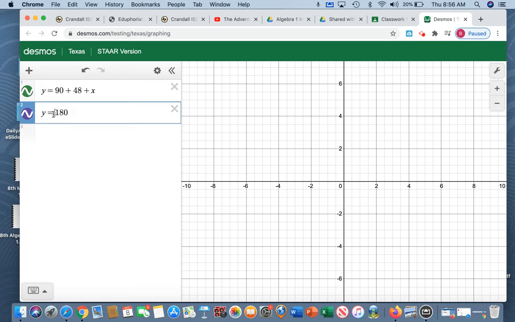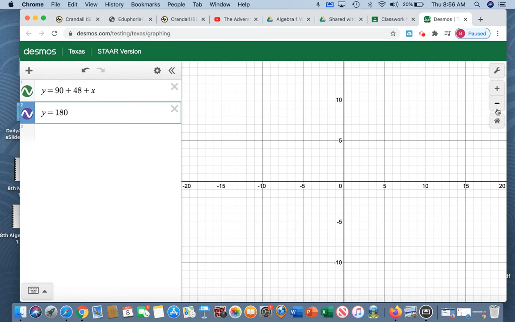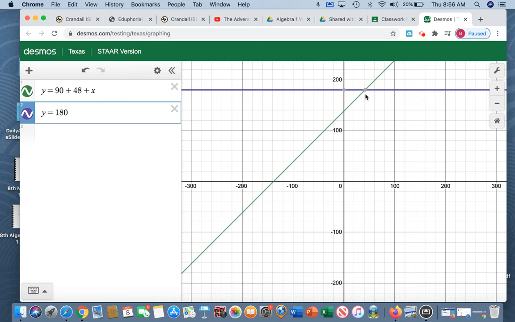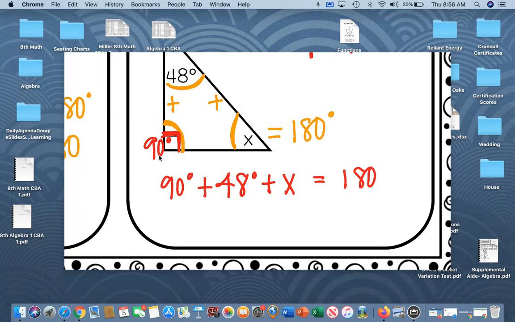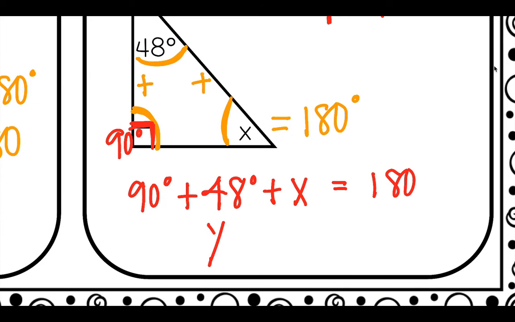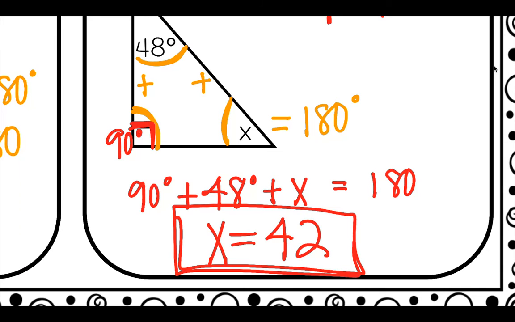Again, I'm looking for a purple and a green line. I don't see anything, so I need to zoom out until I see them. Oh, there's my green. There's my purple. Let's see where they cross. First number is 42. So my answer is x equals 42. Not bad, right?